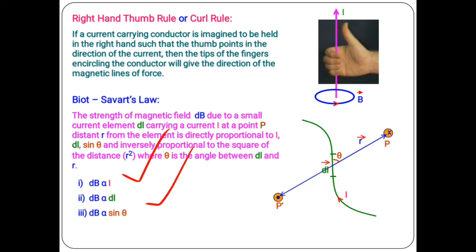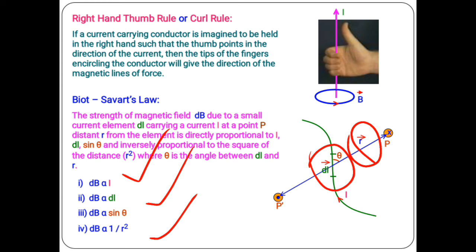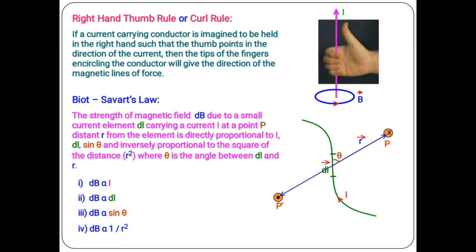And finally, the magnetic field is inversely proportional to the square of the distance between the point and the current element. So that is 1 by r squared. So combinedly we can write dB, four parameters are there. First one is directly proportional to I, directly proportional to dl, directly proportional to sin theta, and finally inversely proportional to 1 by r squared. So we can combinedly write dB is proportional to I dl sin theta by r squared.